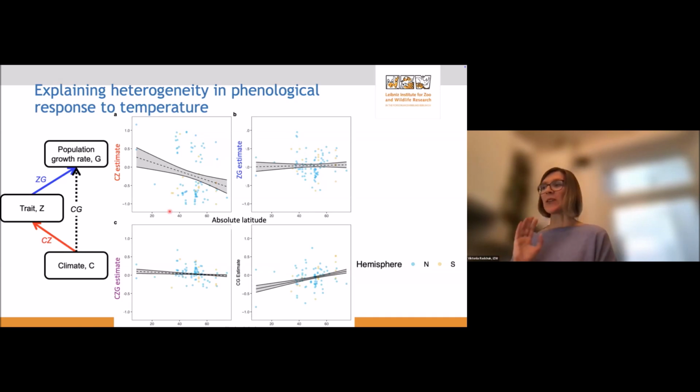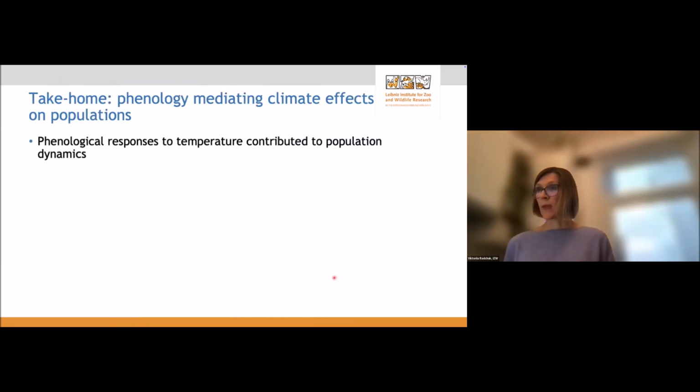We could not explain the variation in CZG or ZG using the latitude. However, the variation in CG, so the effect of climate on population growth rate that is beyond the effect that goes via the phenology, was explained again by latitude, such that the direct effect of climate on population growth rate was most negative at lower latitudes, and it became close to 0 at higher latitudes. One possible explanation for both significant latitude effects is that the populations at lower latitudes have traits that are less plastic and hence have lower thermal tolerance than higher latitude populations.